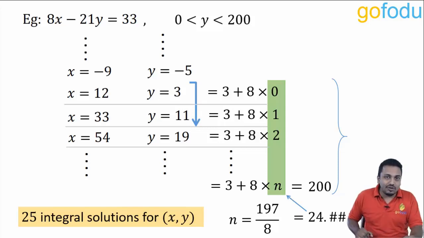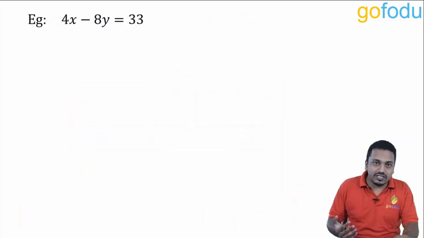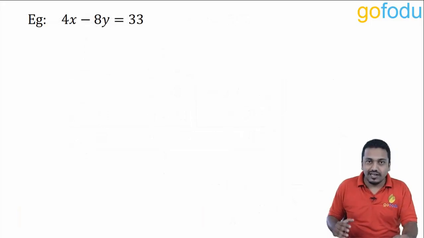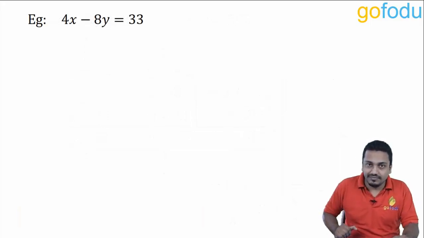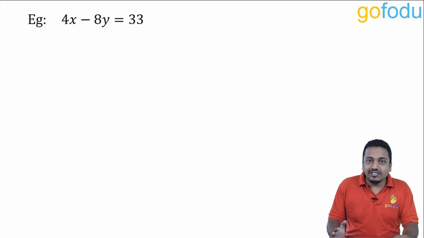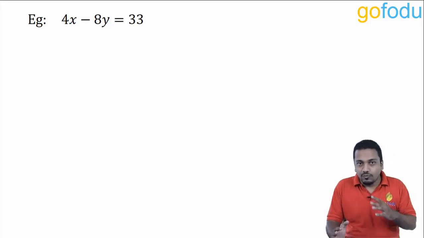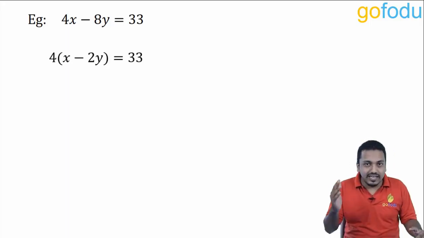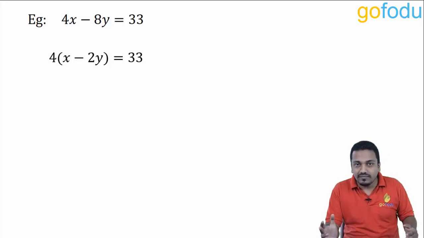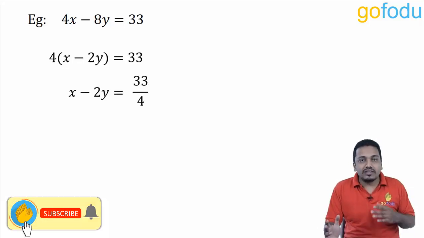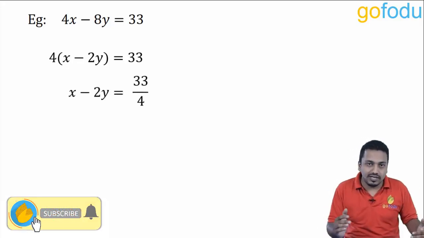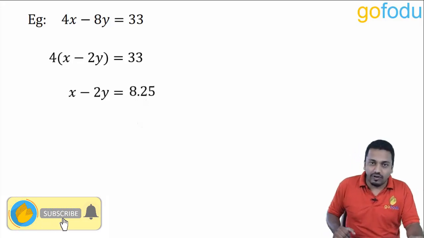There is one more scenario that might occur when the coefficients are not coprime. Like in this example, calculate the integral solutions. 4 can be taken out common. We can take out 4 common and transpose it. X minus 2y will be 33 upon 4. 33 upon 4 is 8.25.